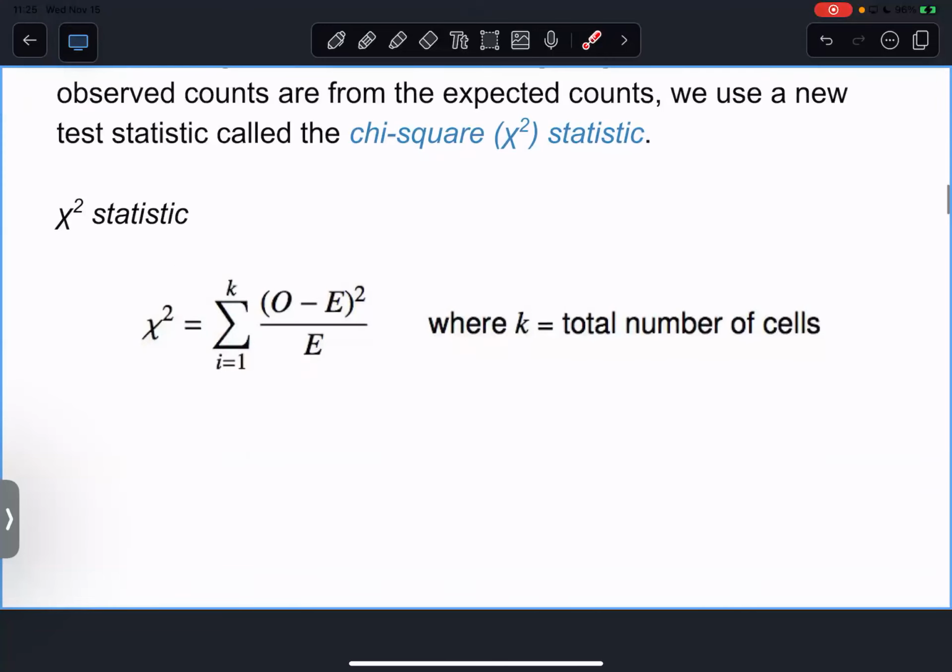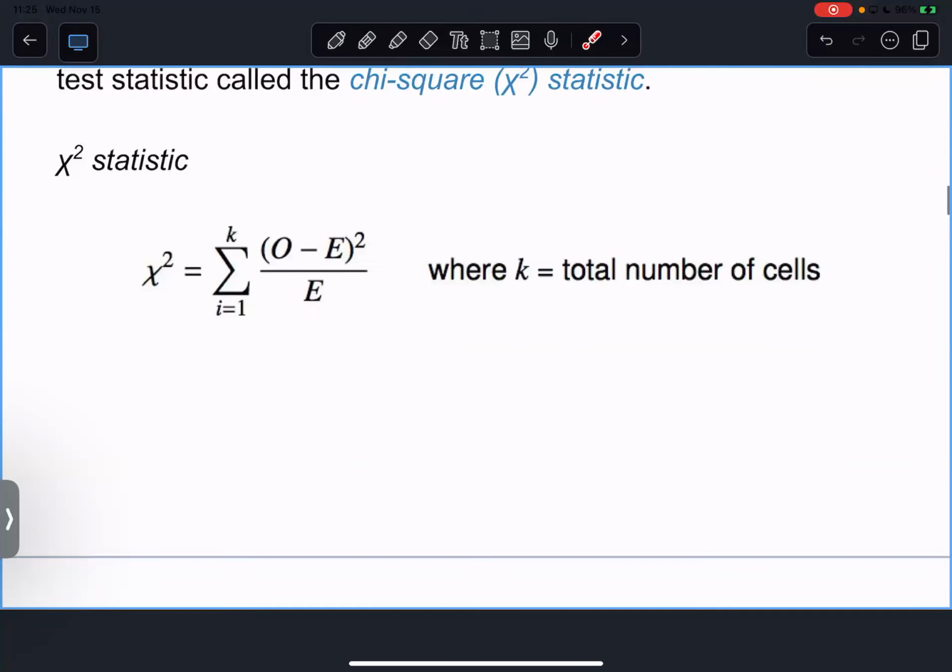So the chi-squared test statistic, let's make sure you can see it. Chi-squared, so chi is this Greek letter, and usually it's like a little chi like this. It's got a little flare. So this is chi.